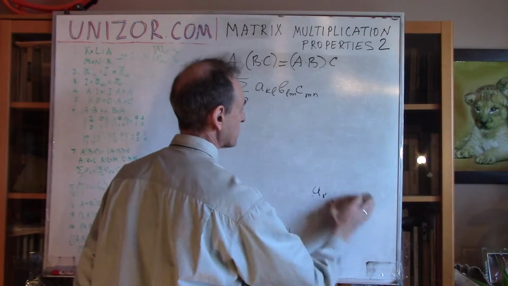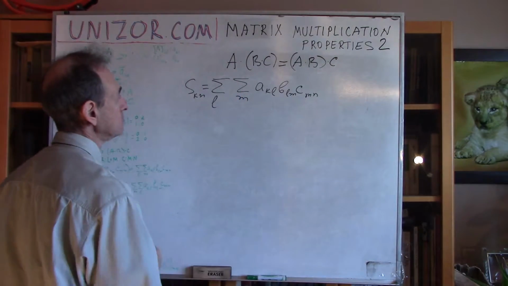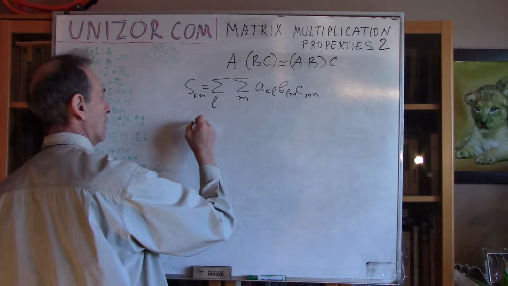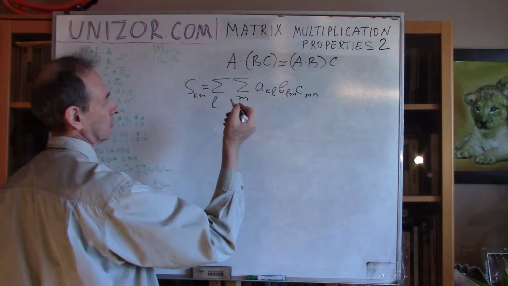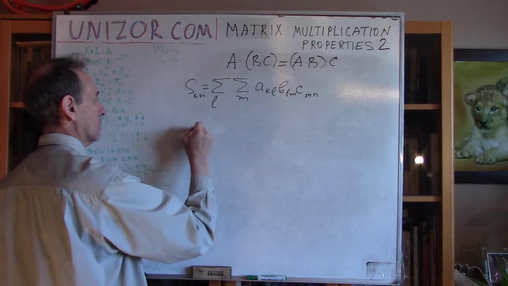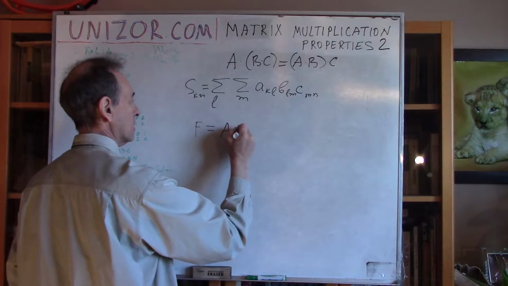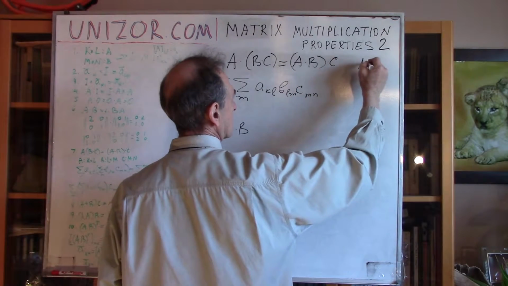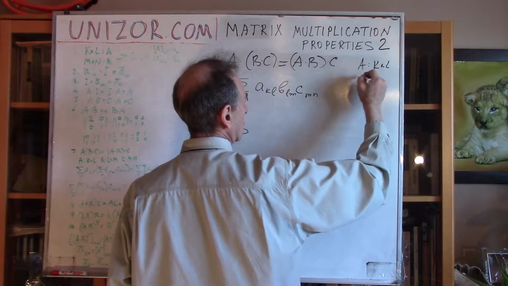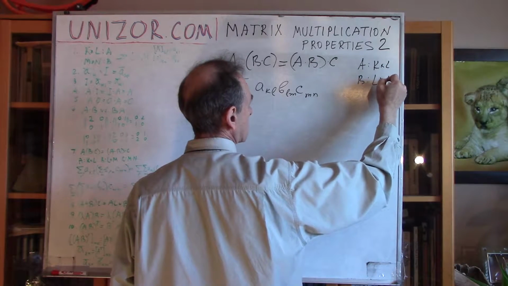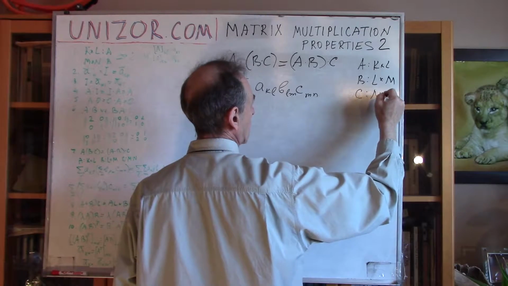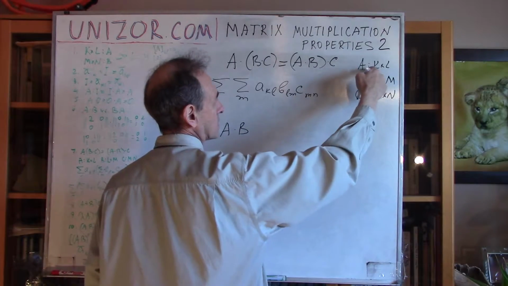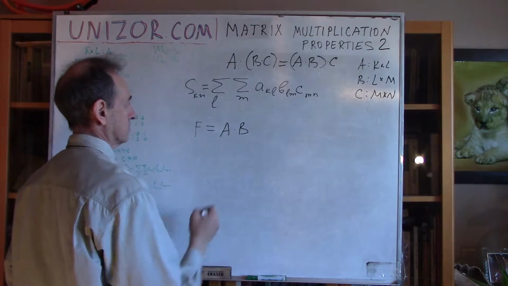Now let's do exactly the same thing with the right side. First we multiply A times B. Alright, now A times B, which letter we will use? Let's say F equals A times B. Now what's the dimension? Remember, A is K times L, B is L times M, and C is M times N. So AB, it's KM, right?